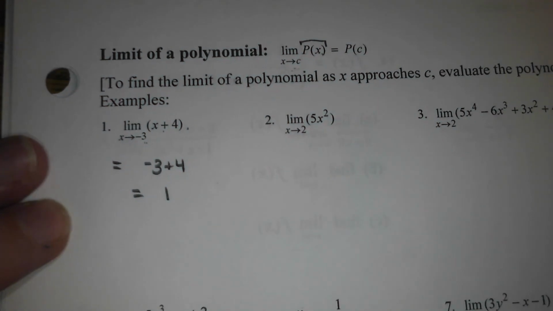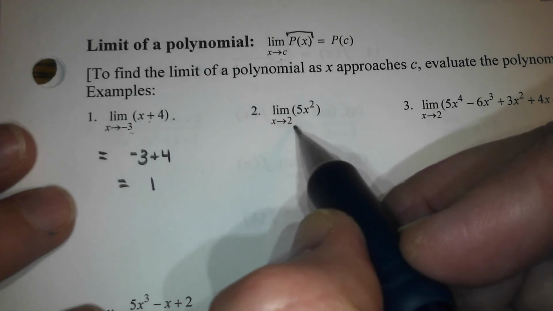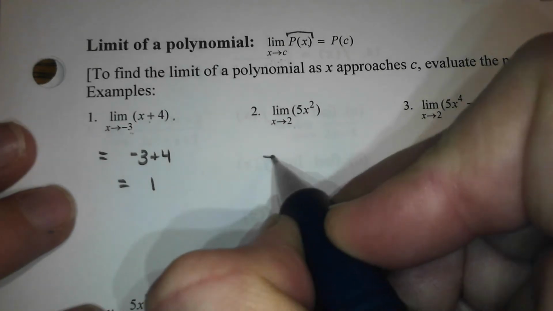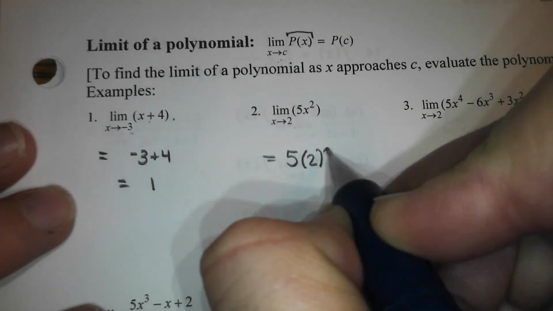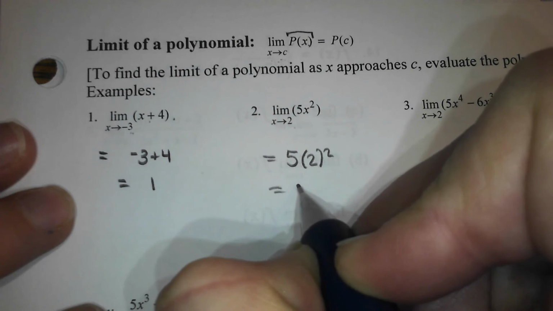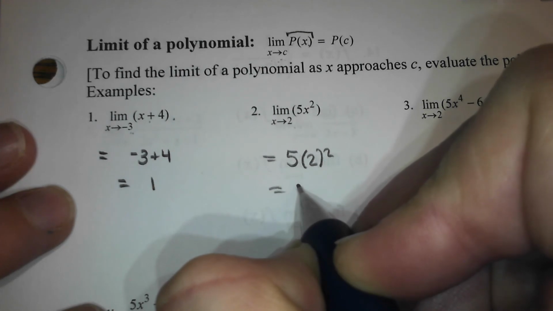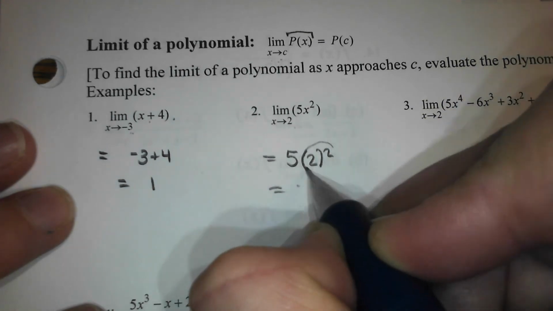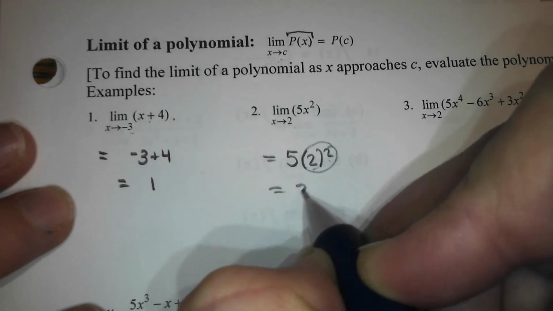Yes? This one, you just plug in a 2. 5 times 2 squared. Say that again? No. Exponents come first. We have to square the 2. 4. 5 times 4 is 20.